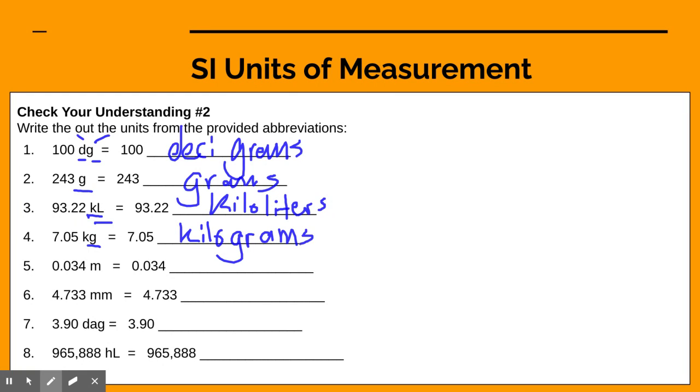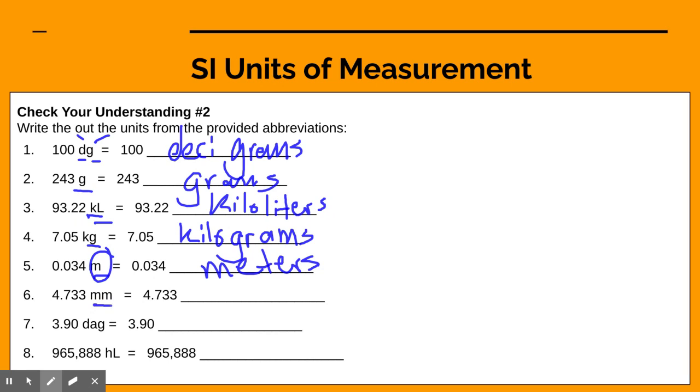Bada bing. Looks like we just have an m all by itself. Now, remember, because m for milli is a prefix, if you've got nothing to tag it to, then the prefix doesn't mean anything. So obviously an m by itself is not going to be milli. It's going to be meters. Any by itself is going to be the basic unit, whatever root unit you're referring to.